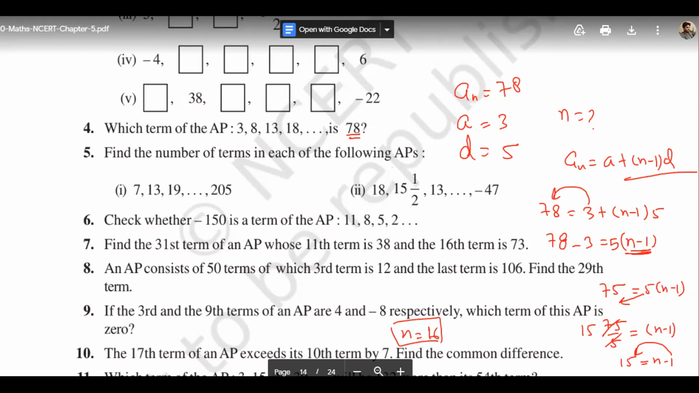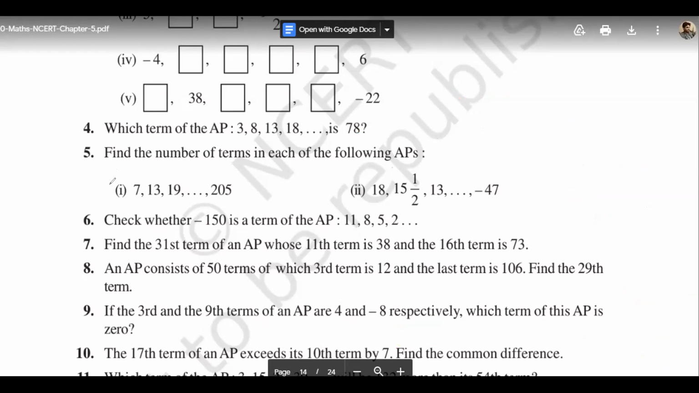So now moving to the next question here, you have to do this one in homework. Now let's do this one.